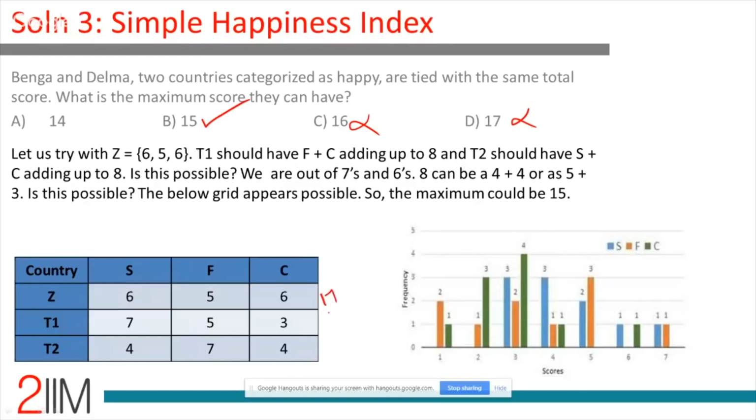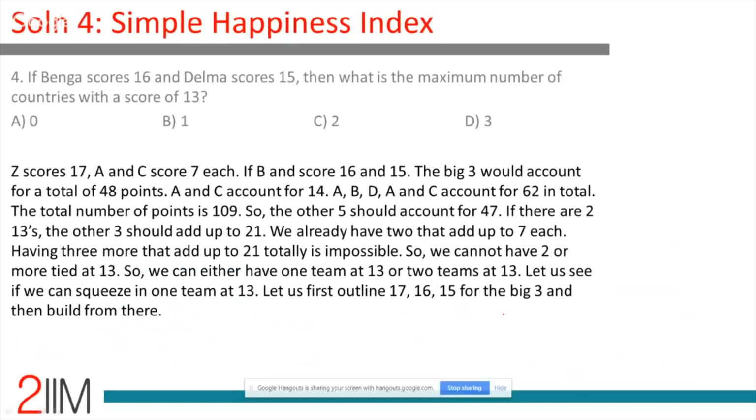17, 15, 15. We had a different possibility. Multiple possibilities are possible for 17, 15, 15. You go to the last question in this. Benga scores 16 and DILR scores 15. What is the maximum number of countries with a score of 13?